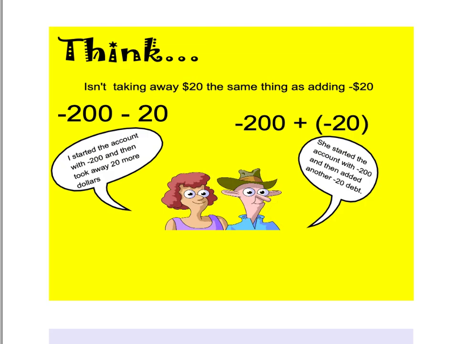Here's two different ways of looking at the same problem we just talked about. Notice what they're saying. You started your account with negative 200, and then you took away $20 more. Another way of saying it is you started with negative 200 and added more debt. These are identical problems.